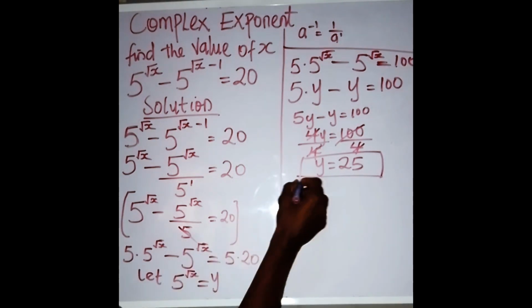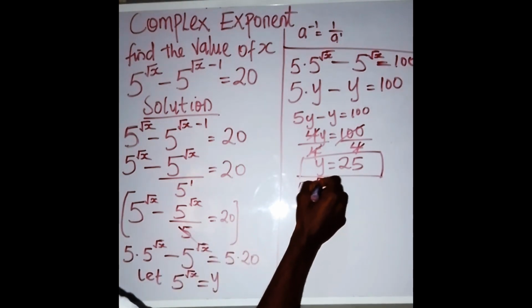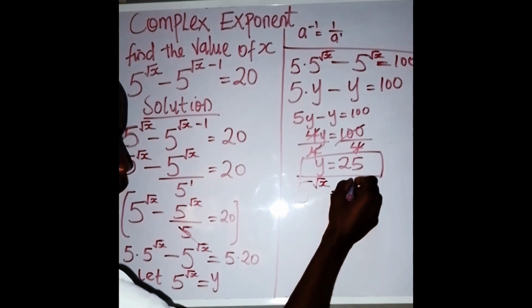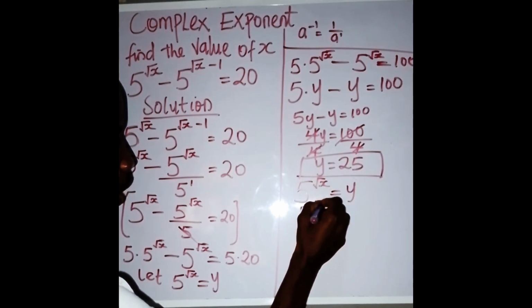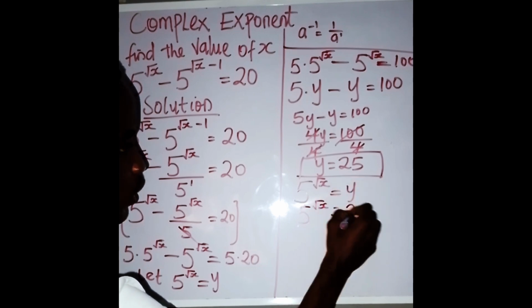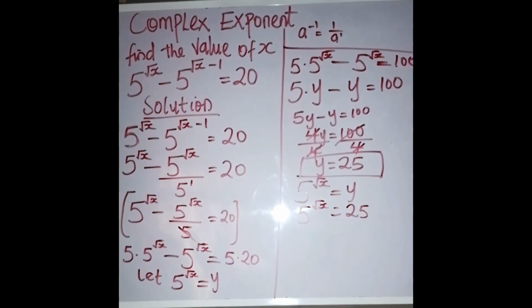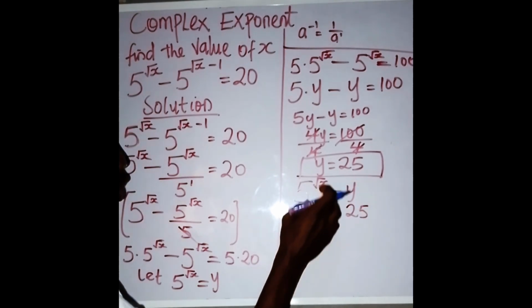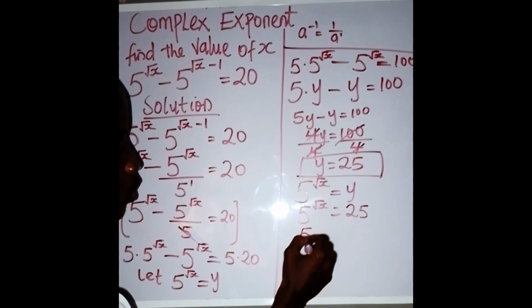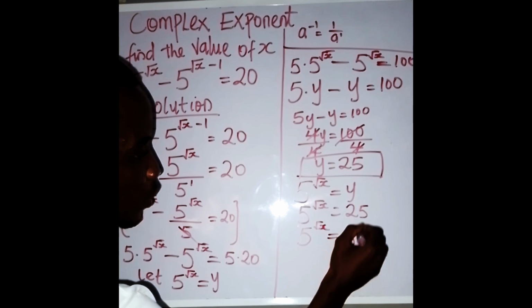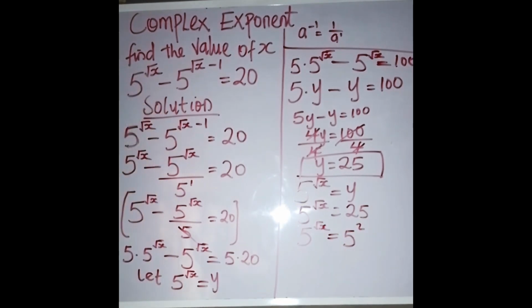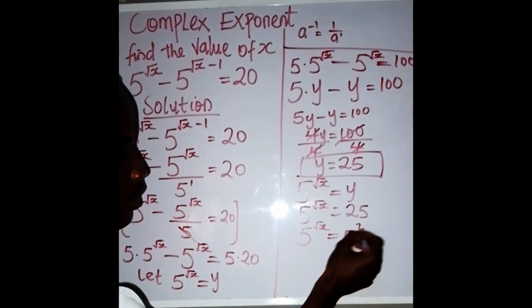Bringing this forward, I have 5 raised to the power square root of x equal to y, and my y is 25. So I have 5 raised to the power square root of x equal to 25. Good. Now I have to make them the same base. 5 raised to the power square root of x equals 5 raised to the power 2. I made them the same base.